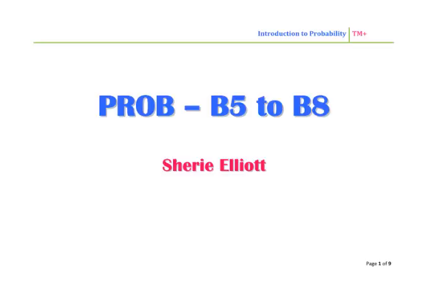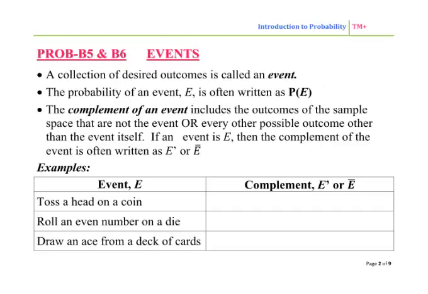This video looks at sections probability B5 to B8. Firstly, let's start with events. Now, a collection of desired outcomes is called an event.